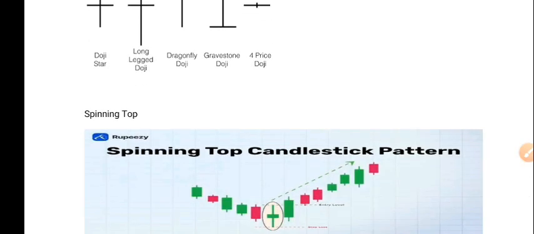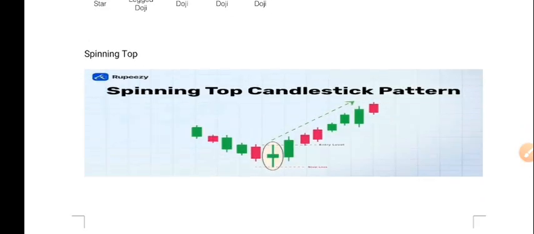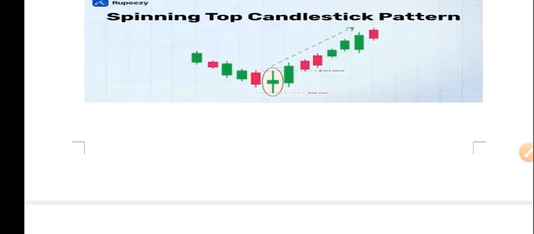Another pattern is the spinning top pattern. It looks like the doji, just that it has more body. So that's basically everything about that. I don't really need to be explaining much.